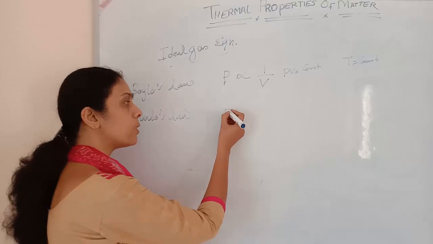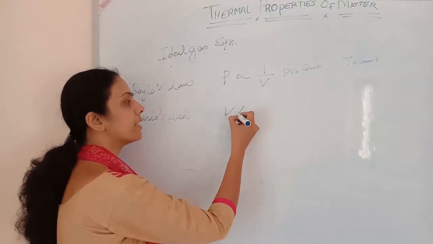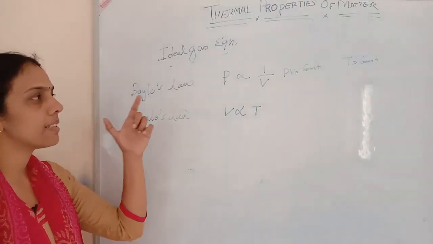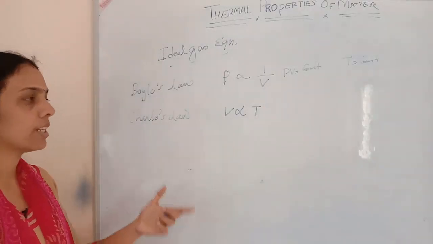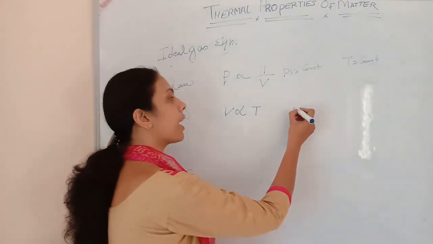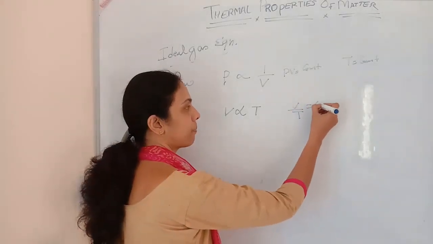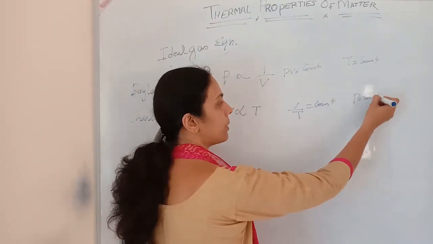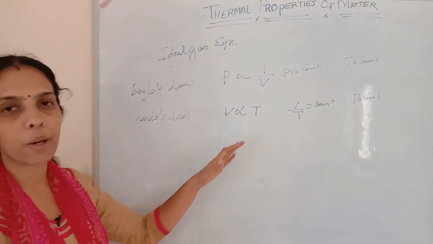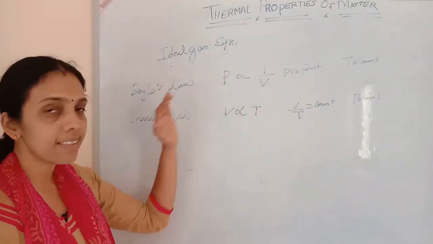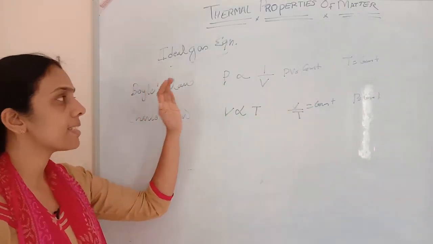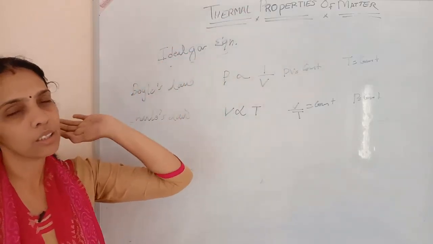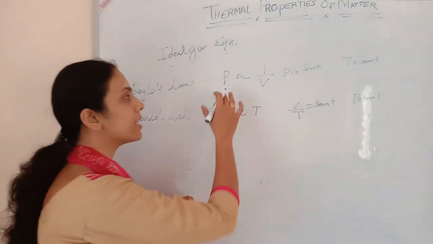Charles' law states that V is directly proportional to T, so V by T is a constant. This holds at constant pressure. Keeping pressure constant, V is proportional to T, and that is Charles' law. Boyle's law states that P is inversely proportional to V when T is kept constant.